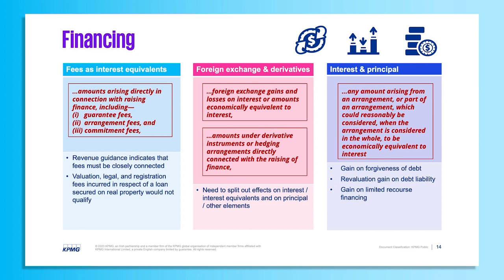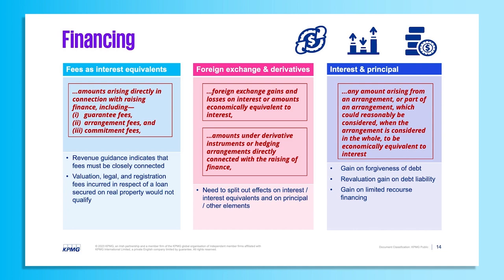In the context of derivatives, if, for example, two companies enter into a swap arrangement, the interest payment and the swap payment will be considered deductible interest equivalent, and the swap receipt will be considered taxable interest equivalent, and so would be included in calculating net interest equivalent. The term interest equivalent is not exhaustive and specifically includes any amount arising from an arrangement or part of an arrangement which could reasonably be considered to be economically equivalent to interest.